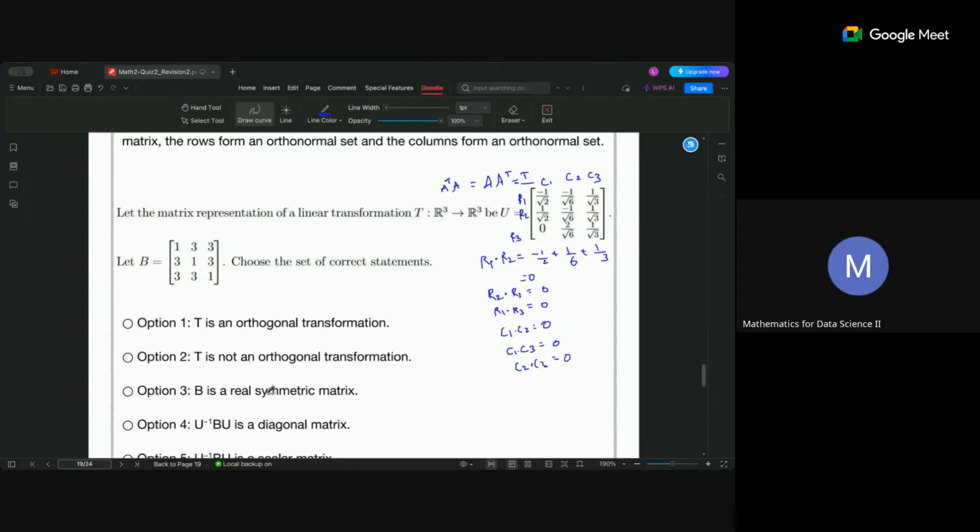Okay, did I answer your question? No, ma'am. My doubt is we have this transformation matrix and we are checking whether the rows are orthogonal to each other, and similarly we are checking whether the columns are orthogonal to each other or not. But why are we doing this? That's the question.